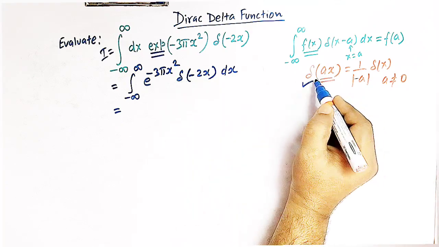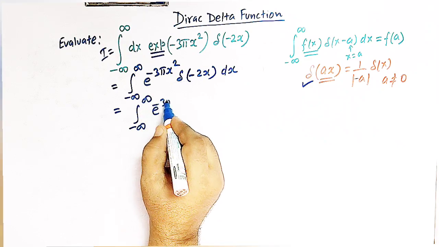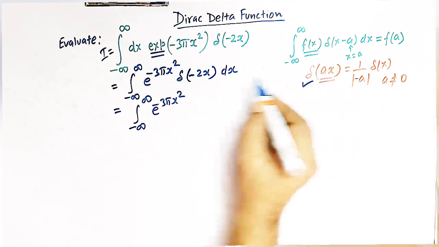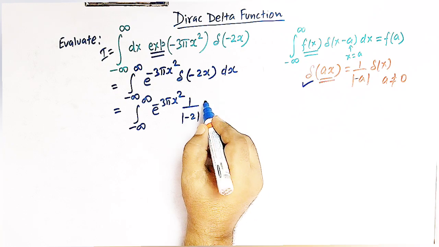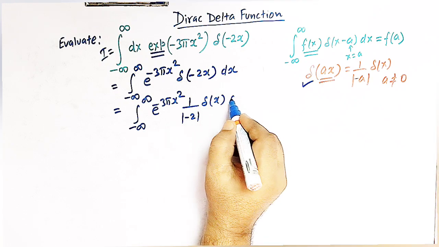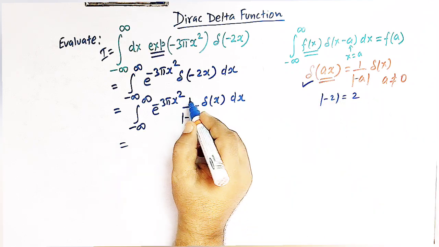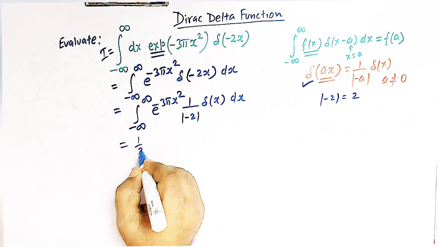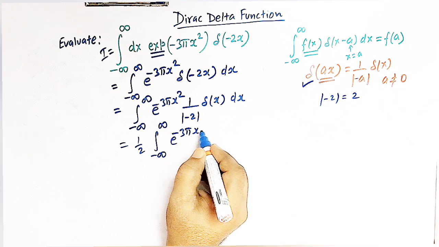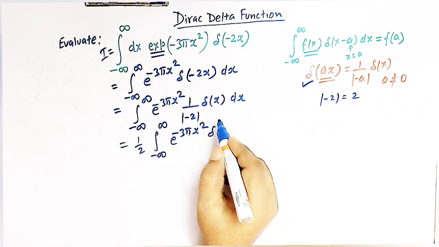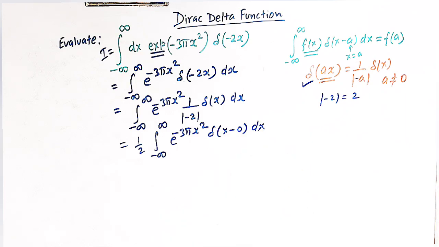So here we have delta of minus 2x. So we can apply this property. So we have minus infinity to infinity e raised to minus 3 pi x square. So our a is minus 2. So we can write 1 over absolute value of minus 2 and delta of x dx, and mod of minus 2 is simply 2. So we can take 1 over 2 outside the integral. We have minus infinity to infinity e raised to minus 3 pi x square and delta of x. So delta of x can be written as delta of x minus 0, and here we have dx.